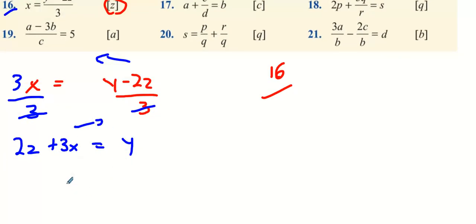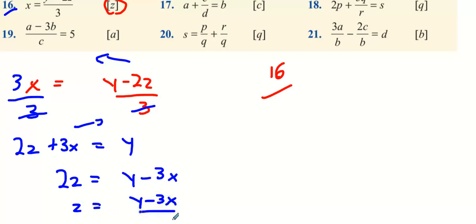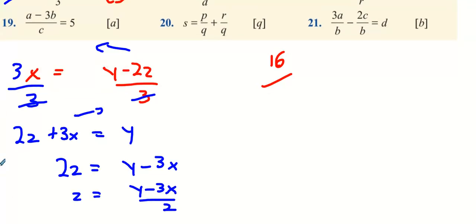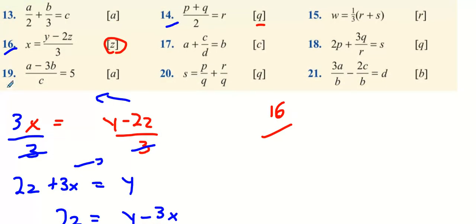Move the 3x to the right, so we're going to get 2z equals y minus 3x. Then multiplication of 2 on the left is the same as division of 2 on the right. And then finally the z is on its own. The answer is z equals y minus 3x over 2.